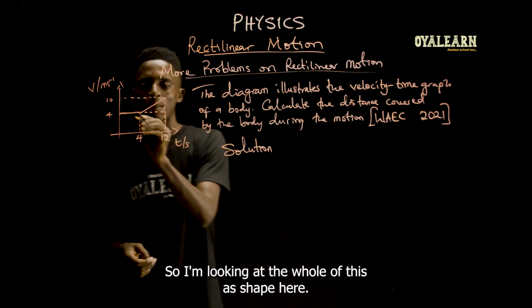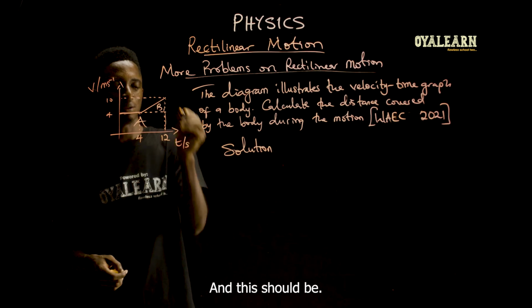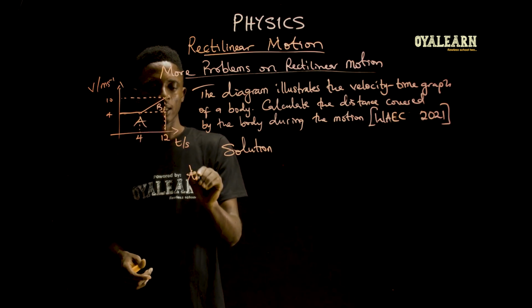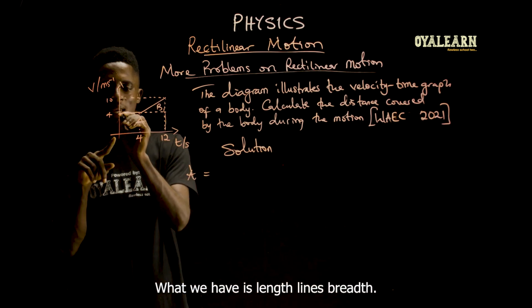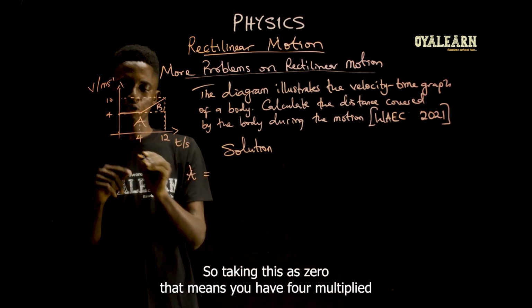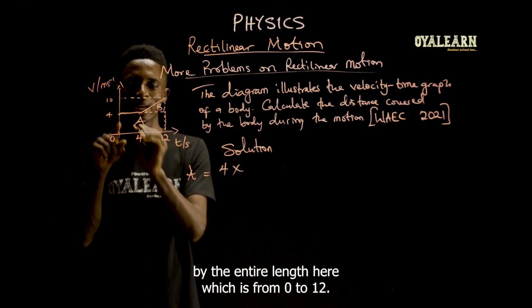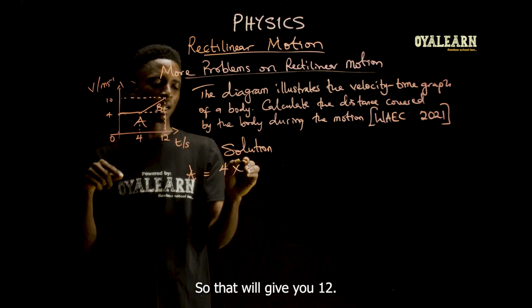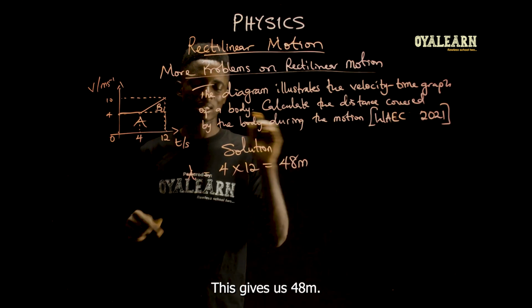Solution. So I'm looking at the whole of this as shape A and this as shape B. So the area of A, what we have there is length times breadth, and what we have here is 4. So taking this as 0, that means we have 4 multiplied by the entire length here, which is from 0 to 12, so that will give you 12. This gives us 48 meters.